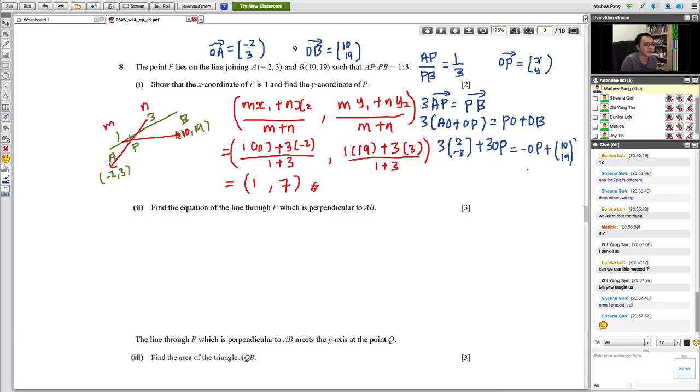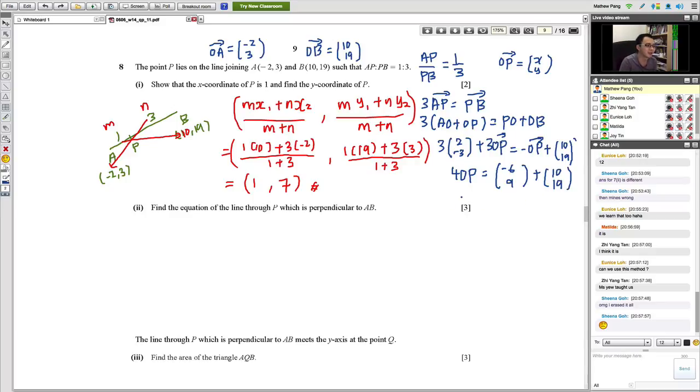Okay, so OP is over here. So I'm going to move the OP here and move this thing to the other side. So 3 OP plus OP, I have 4 OP here. So this one I move to the other side. This one is 6 and negative 9, right? So I move to this side. 6 will become negative 6. Negative 9 will become positive 9, plus 10 and 19.